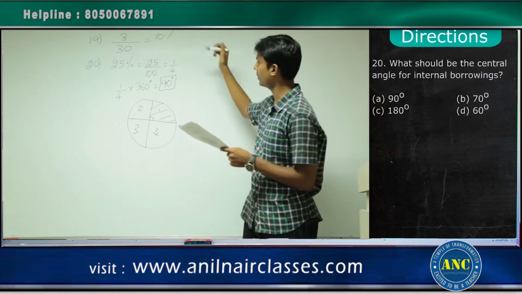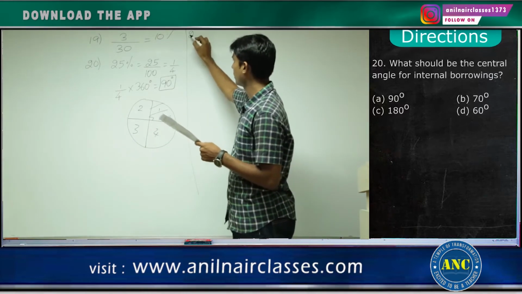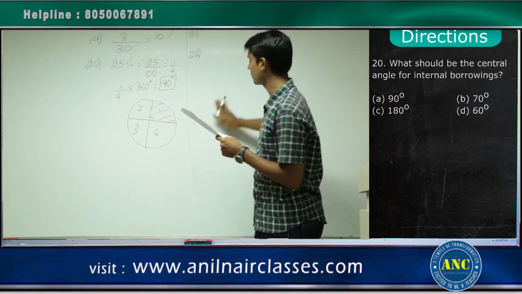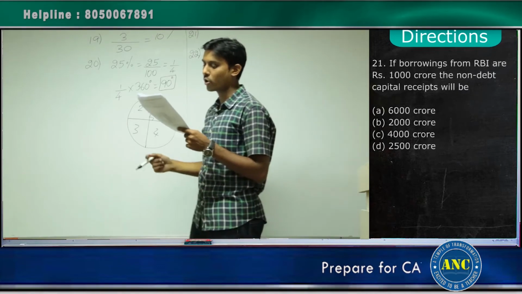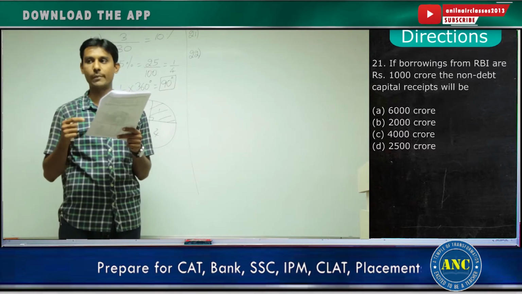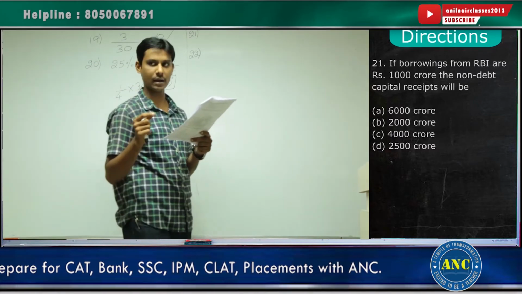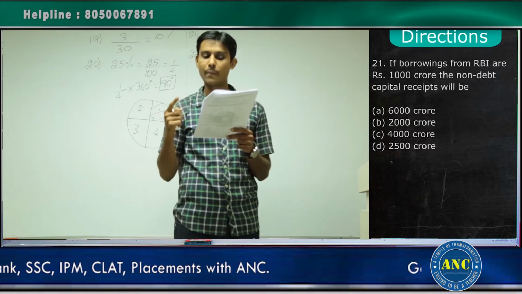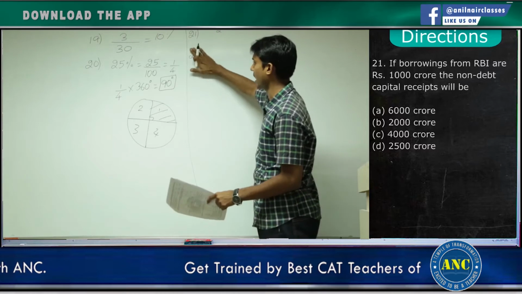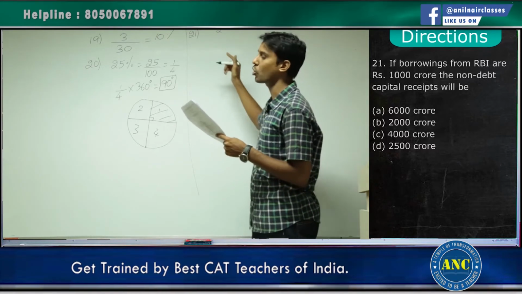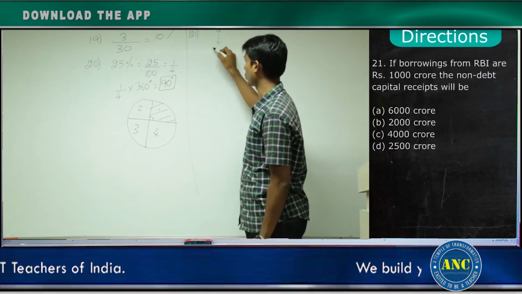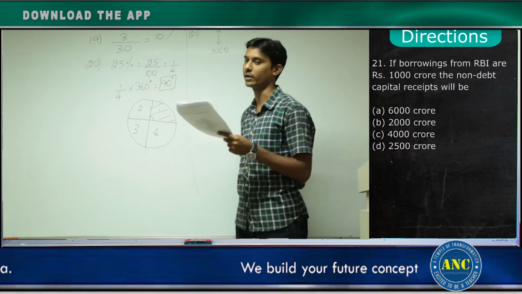Clear, right? 21st question. See, the 21st and 22nd are very easy questions. 21st question: if borrowing from RBI is 1000 crore rupees, the non-debt capital receipt will be how much? According to the table, what is the borrowing from RBI? It is 2%. But according to the question, it is given as 1000 crore.